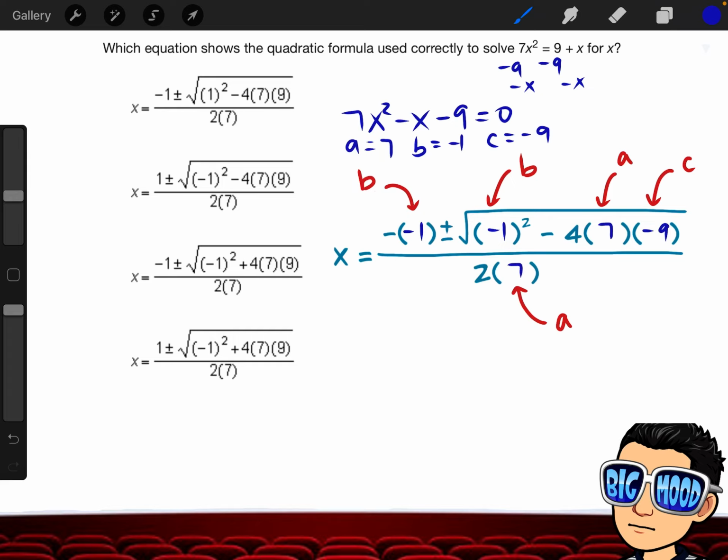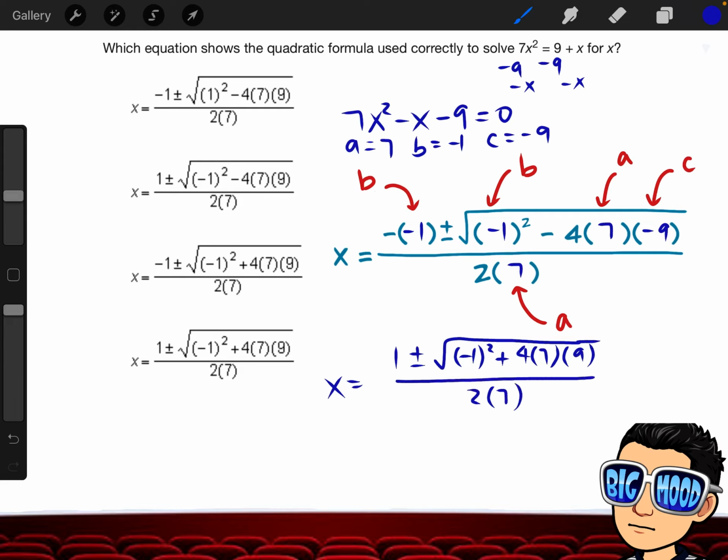Okay, so you're going to go ahead and rewrite this as +1 plus minus square root. That's because the selection, so I'm going to remain that as square of -1. So because a negative and negative makes it a positive, so I'm going to put plus 4 times 7 times 9, okay, over 2 times 7. So you want to check the last one.